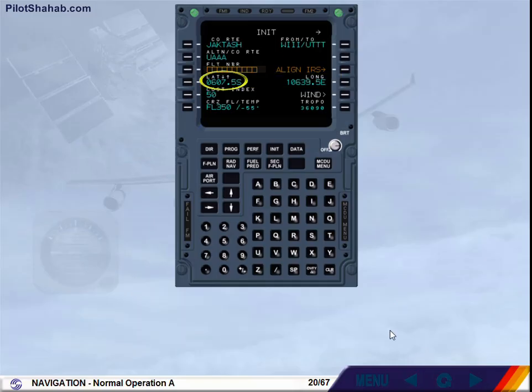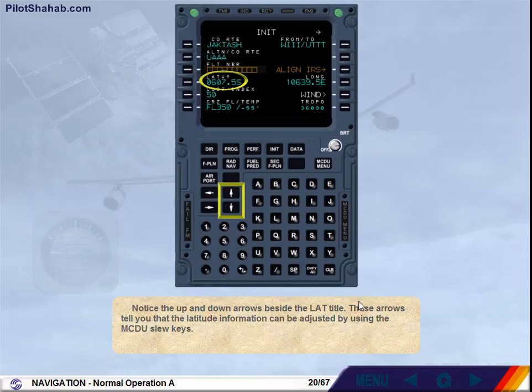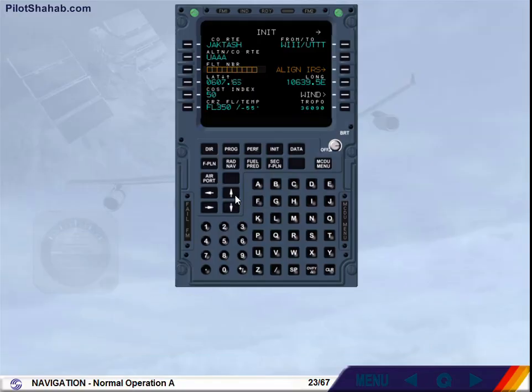Notice the up and down arrows beside the latitude title. These arrows tell you that the latitude information can be adjusted by using the MCDU slew keys. Press the MCDU slew up key to change the latitude information. Notice that the latitude figure has been increased by 1/10 of a minute.